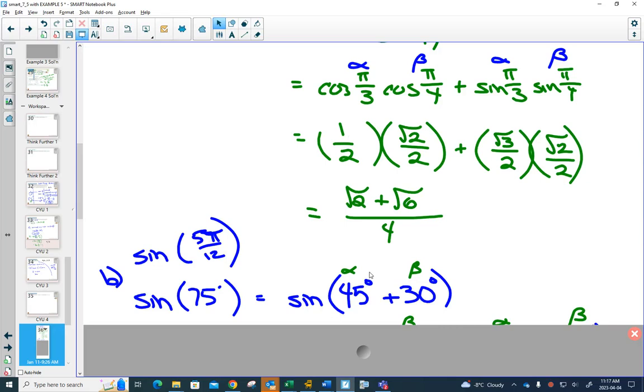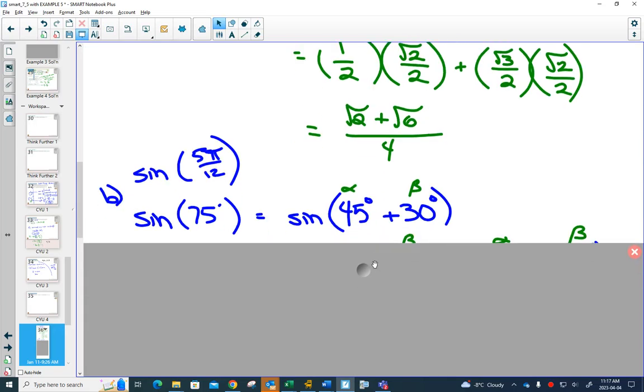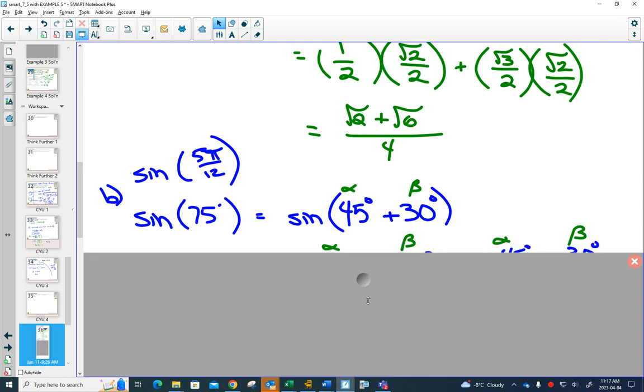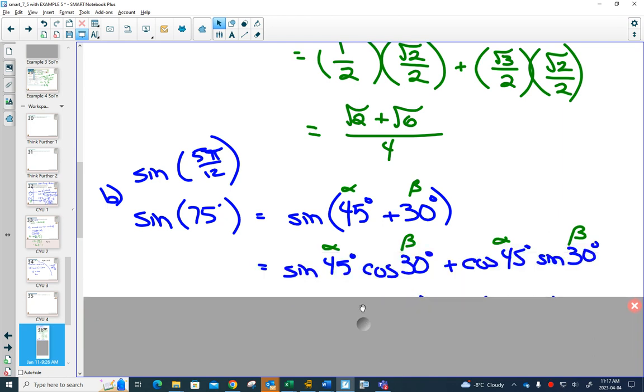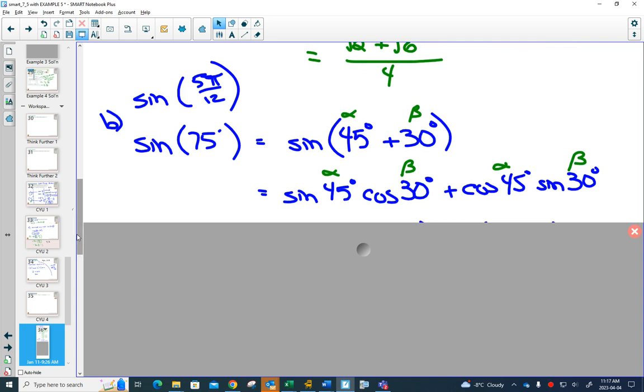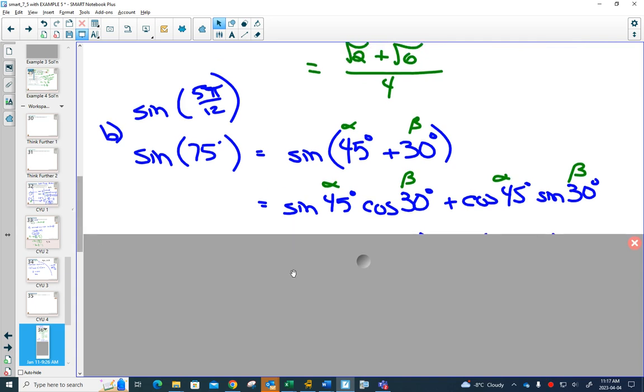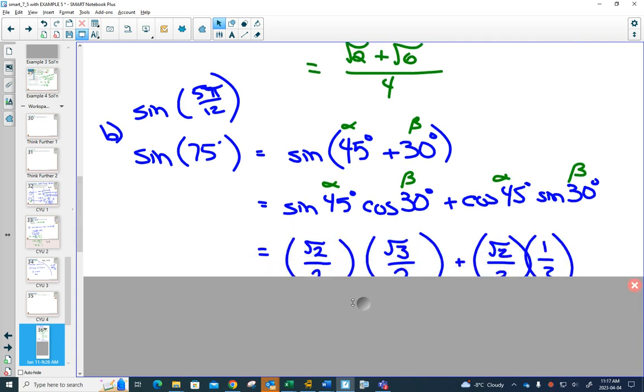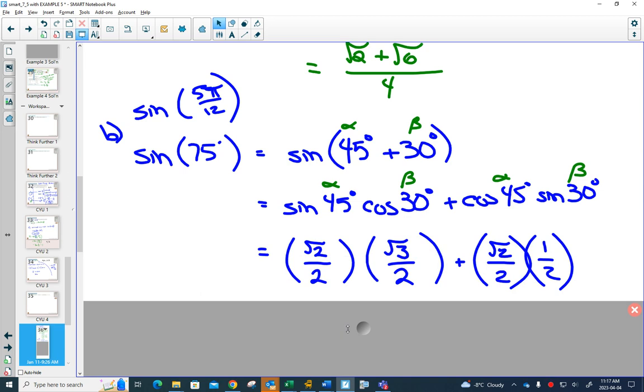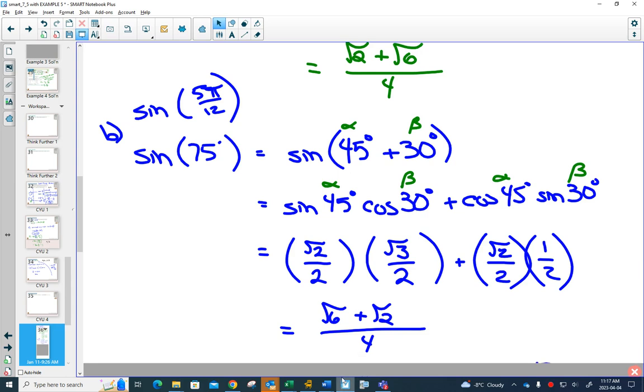Then, you know what your alpha is, you know what your beta is, you look on your formula sheet, what's my sine alpha plus beta formula? Sine alpha cos beta plus cos alpha sine beta. And once again, all of these are on your unit circle. We get a common denominator, and we get a root 6, a root 2, and a 4 again.